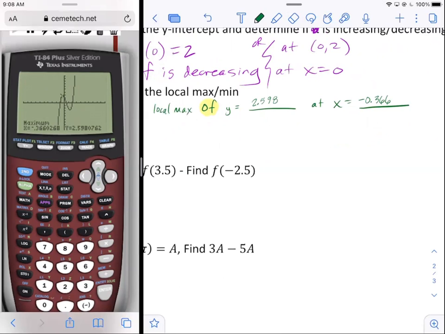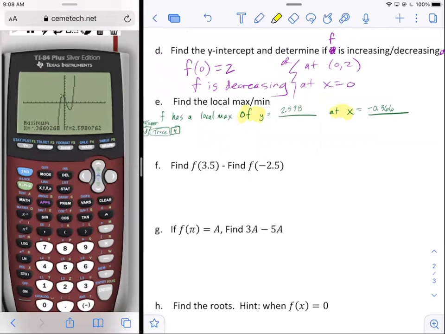Now, because at is technically an adverbial clause, am I going to take off if you put the at part first? No. Okay. But what's important is the of attaches to the Y and the at attaches to the X. That's important. There is a local max at X equals blank of Y equals blank. That's fine. But I prefer it this way. Of is the Y, at is the X.